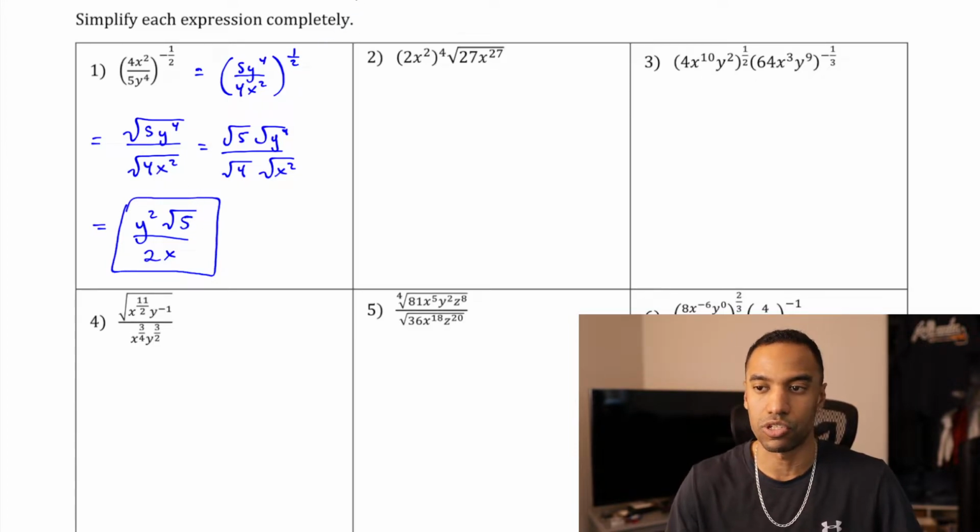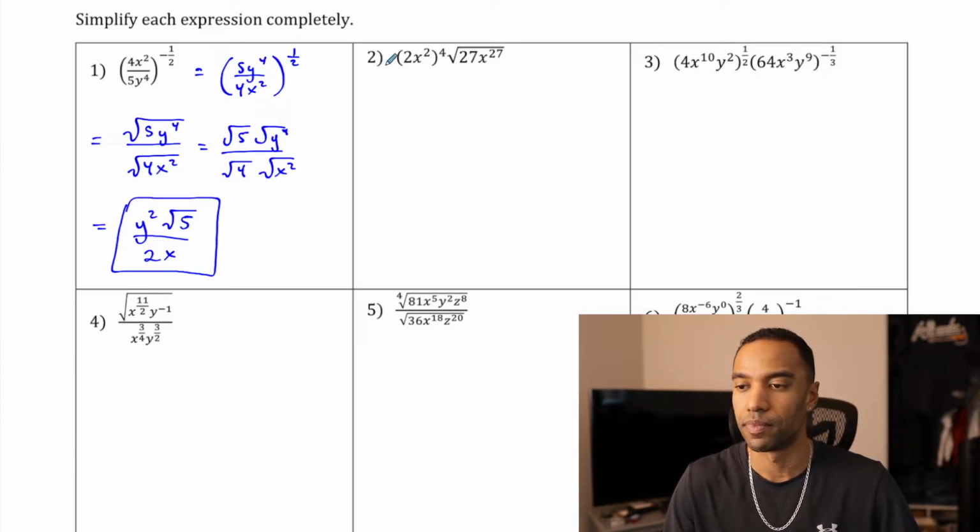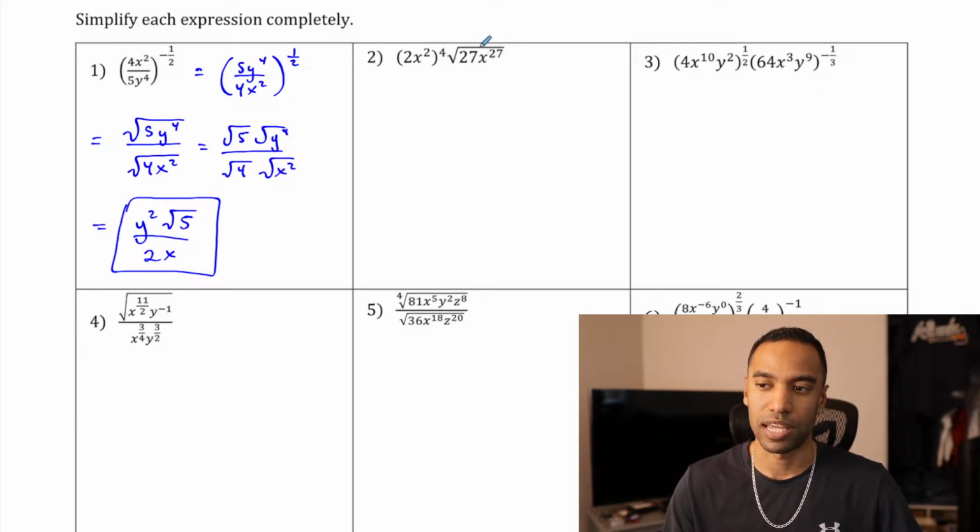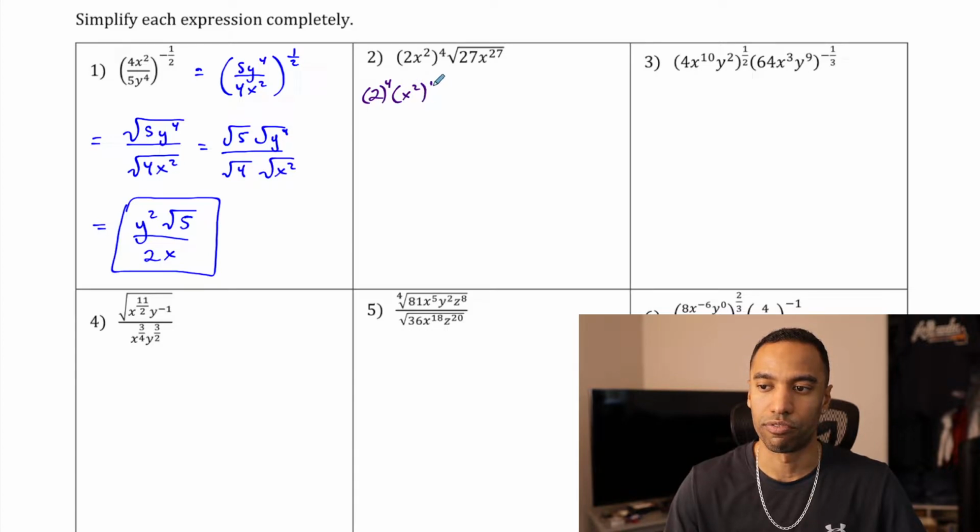Yes, sometimes answers do have radicals with them. Okay, number 2. 2x squared is all being raised to the 4th power, and then we're taking the square root of 27x to the 27th. So raising to the 4th power does mean you are raising the 2 to the 4th power as well. To put it bluntly, it is 2 to the 4th times x squared to the 4th.